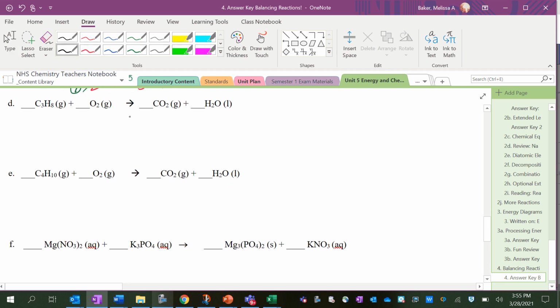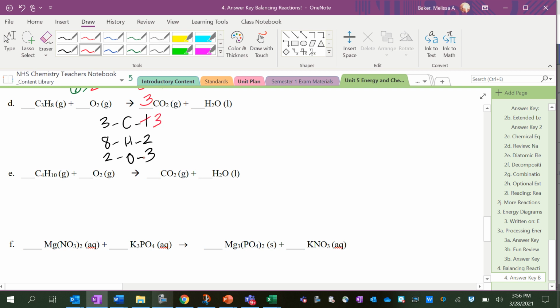Okay, let's balance in this order. C's, then H's, then O's. We've got 3 carbons on the left, only 1 on the right. 8 hydrogens on the left, 2 on the right. 2 oxygens on the left, 3 on the right. So now we need to do some balancing.